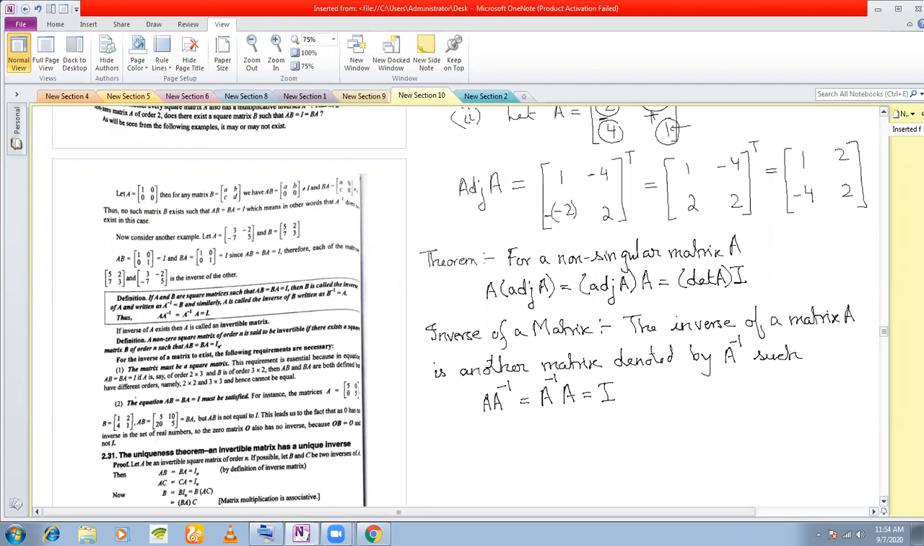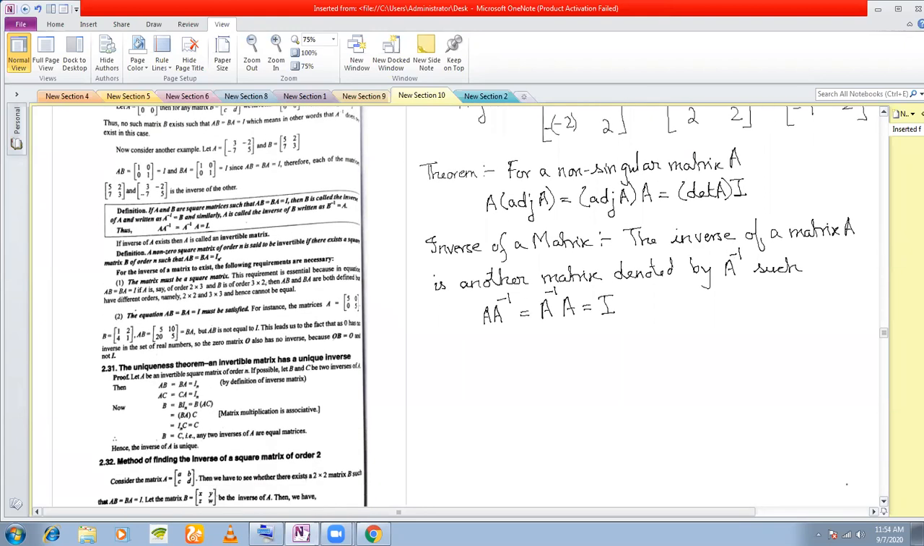Understood? Very, very important definition. The inverse of a matrix is another matrix A superscripted -1, such that A into A inverse is equal to A inverse into A. Whenever you multiply, it will give you the identity matrix. What you must note here is that the inverse of an identity matrix will give you the identity matrix back. This is what you must note.